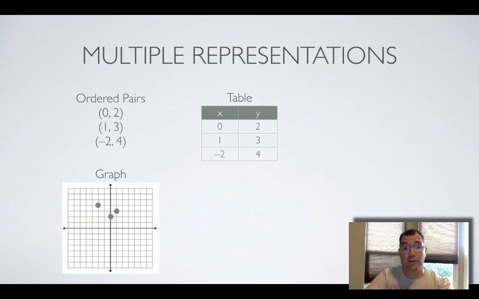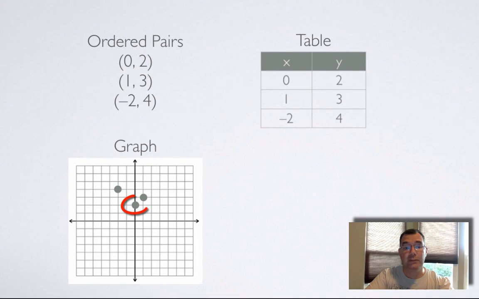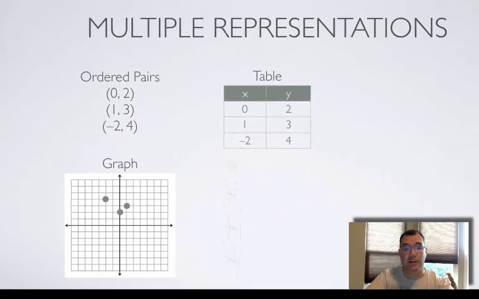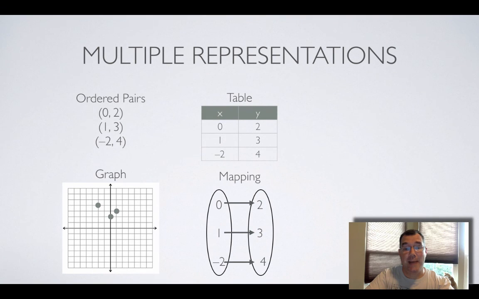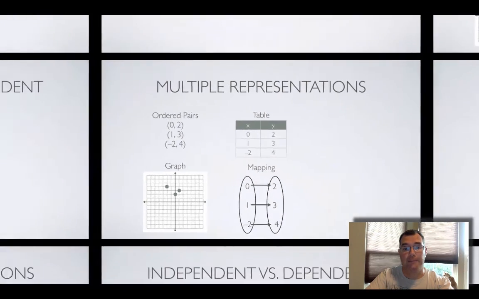I could graph those, and you'll notice that for each of those points, the horizontal placement is in the x column and the vertical placement is in the y column. So 0 and 2 goes across 0 spaces and up 2. 1 and 3 goes across 1 space and up 3, and negative 2 and 4 goes back 2 spaces, left 2 spaces, and up 4. So that's how you can show those on a graph. And then a mapping is just the same x's and y's with an arrow from each x to each y.